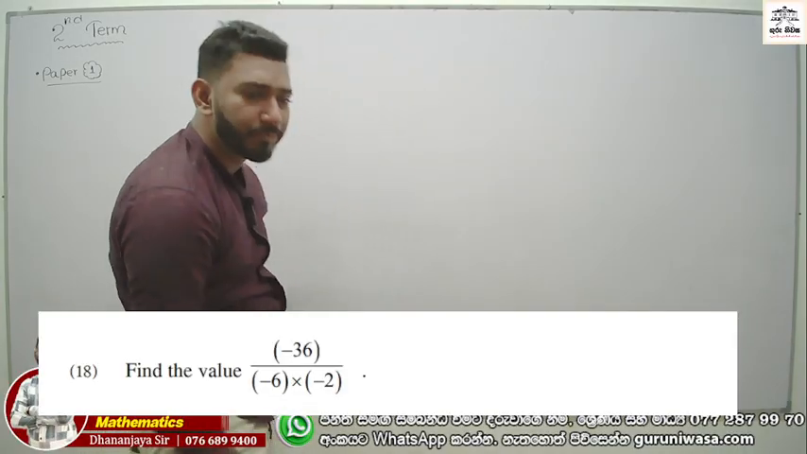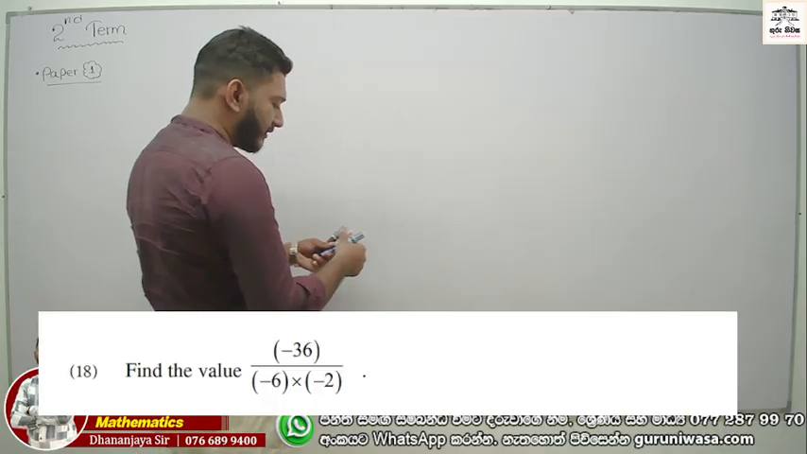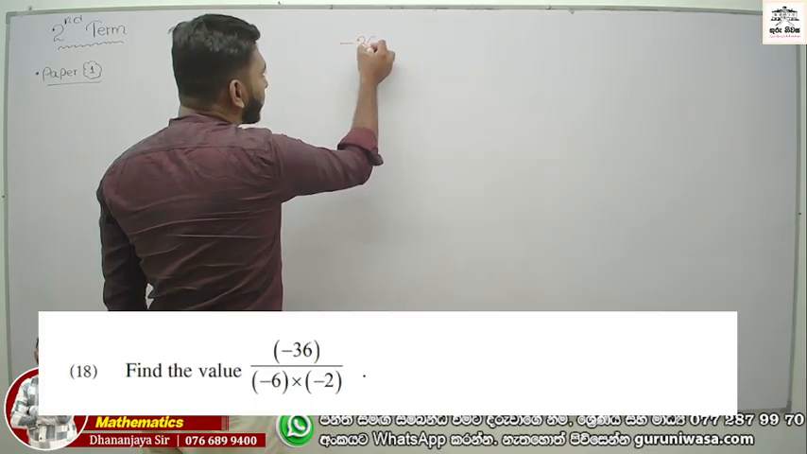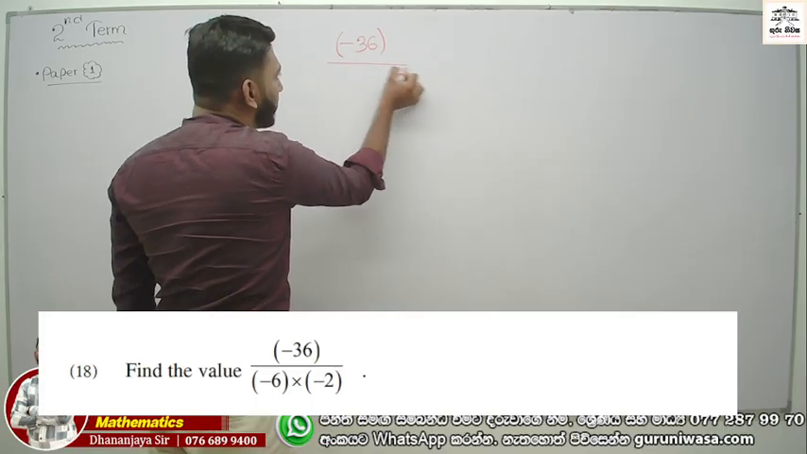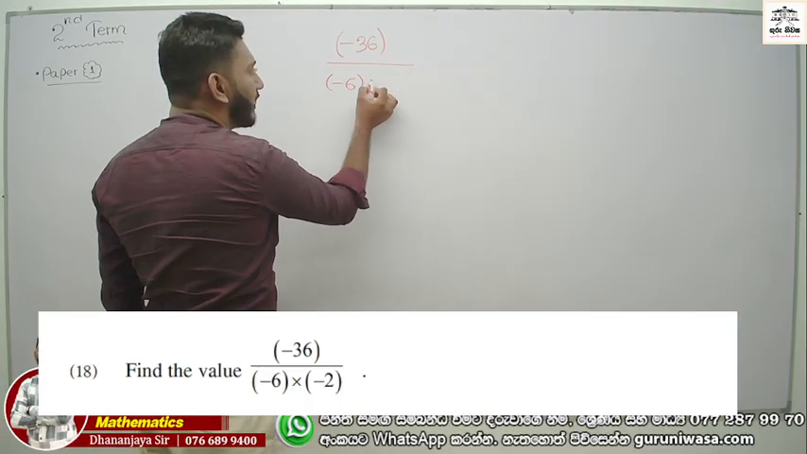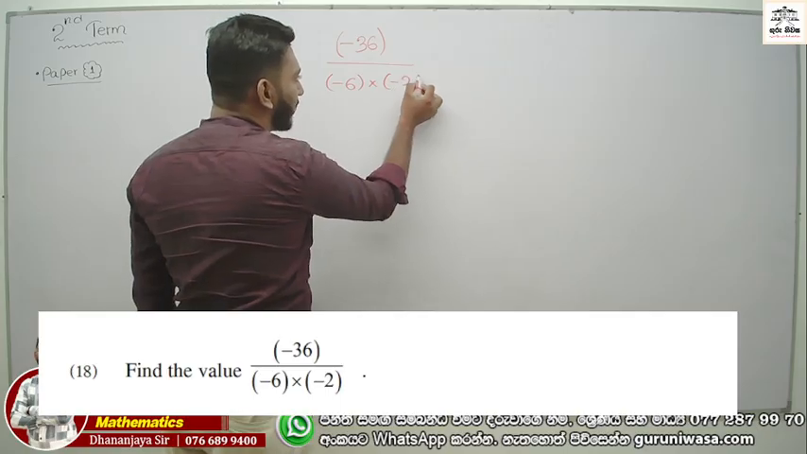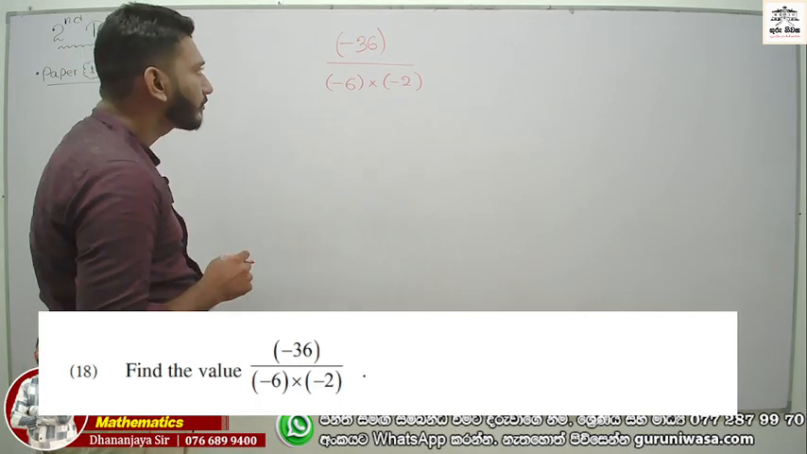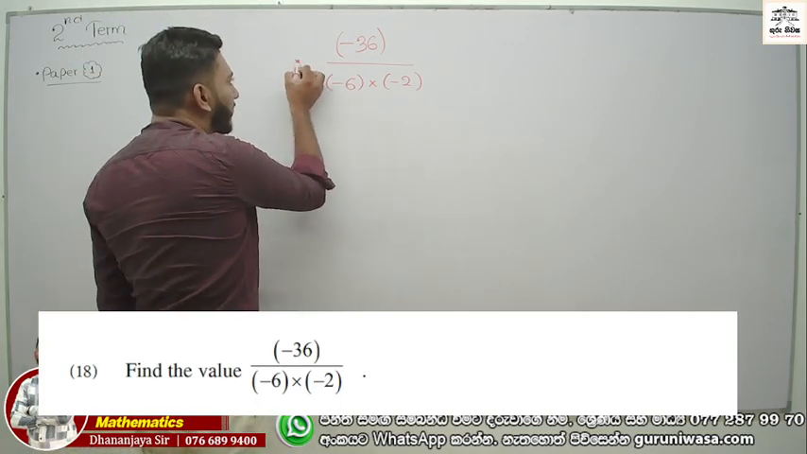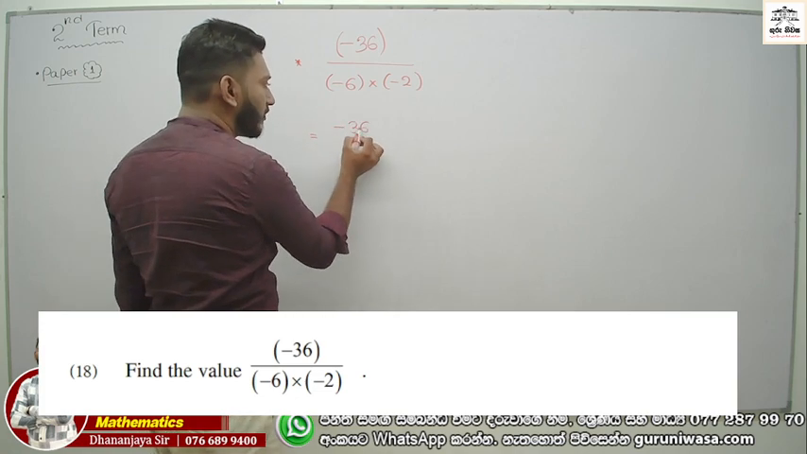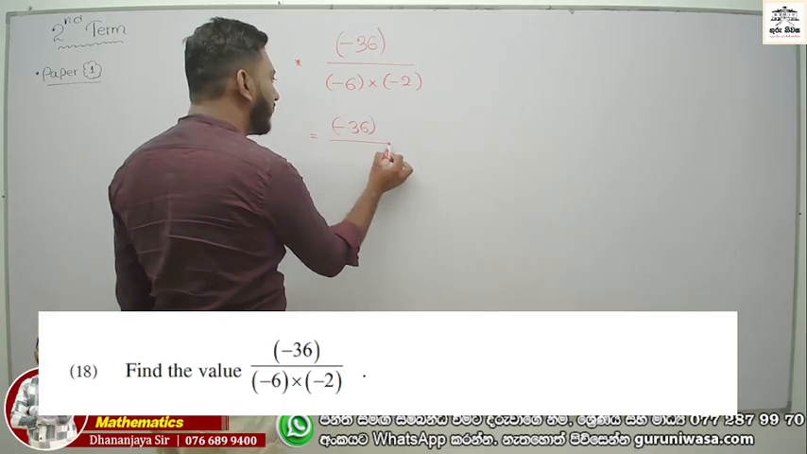Right, now look at this. Minus 36 divided by minus 6 multiplied by minus 2. Firstly, we can simplify the denominator. Then the numerator stays as minus 36. And look at the denominator.